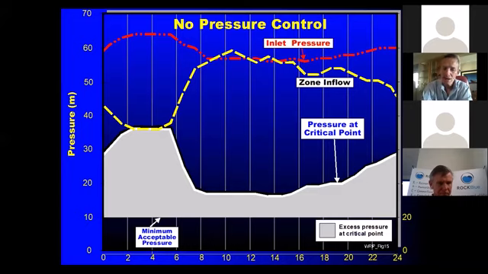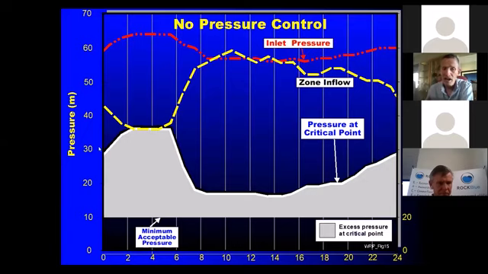And the black line at the bottom, which is covering this grey area, that you can see there, is the pressure at your critical point. So that's the point of lowest pressure in your system. In this particular example, I have decided that we want 10 meters minimum. It's a bit low for most systems, but just bear with me on this one. It could be 20 meters, it doesn't really matter.